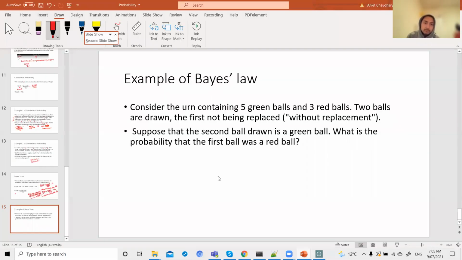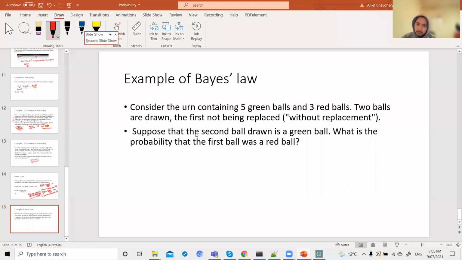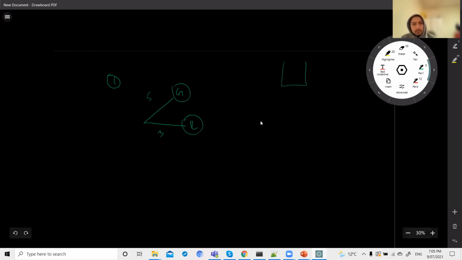So consider the urn containing five green balls and three red balls. Two balls are drawn, the first not being replaced. So we have a bucket here of green balls and red balls.